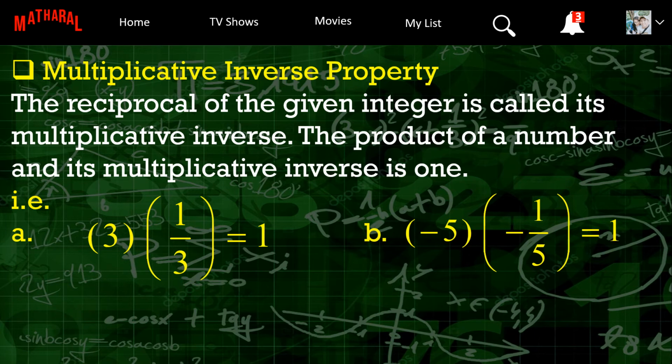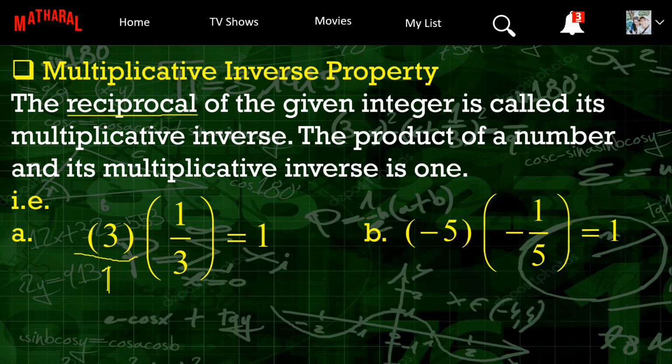Let's now proceed to our example. So ito po siya, letter A. If you still remember the concepts that your teachers in mathematics taught in elementary, every integer or number has an imaginary denominator of one. So you can have the multiplicative inverse of a given integer once you are well known for this.